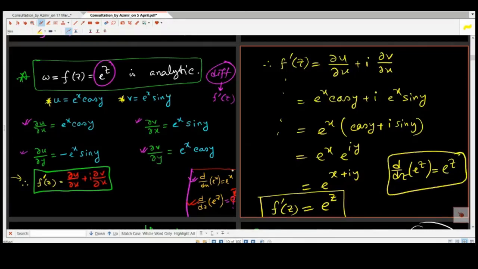So in complex analysis, if we have to find the derivative of any function, that function should be single valued and analytic. If we have the analyticity criteria, then only can we find the first derivative. So now we have established that d dz of e to the z equals e to the z, or if f of z equals e to the z, then f prime of z is e to the z.